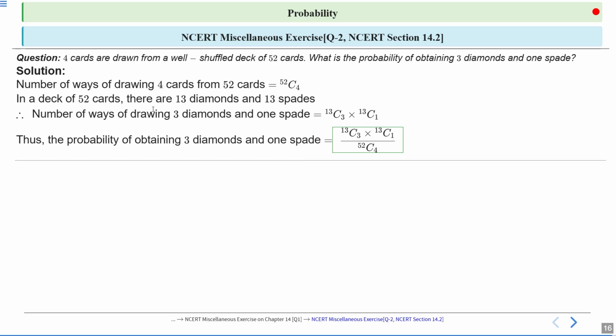Why? Because in a well shuffled deck of 52 cards there are 13 diamonds, and out of 13 diamonds we have to draw 3 diamonds, which can be done in 13C3 ways. And out of 13 spades, we can draw 1 spade in 13C1 ways. So the probability of obtaining 3 diamonds and 1 spade is 13C3 multiplied by 13C1 divided by 52C4. This will be our answer for this question. I hope it is clear to all of you.